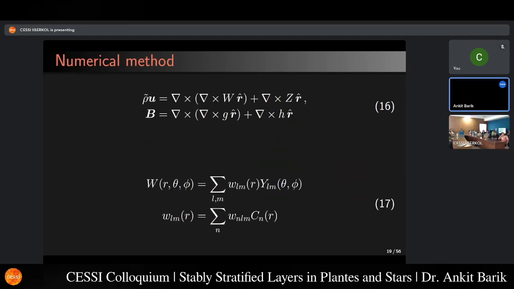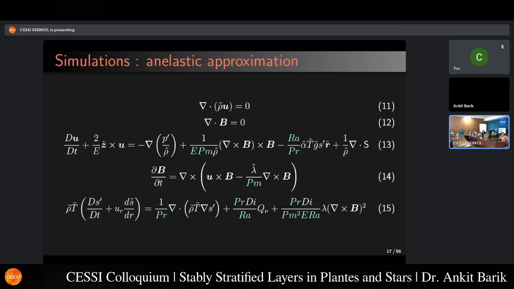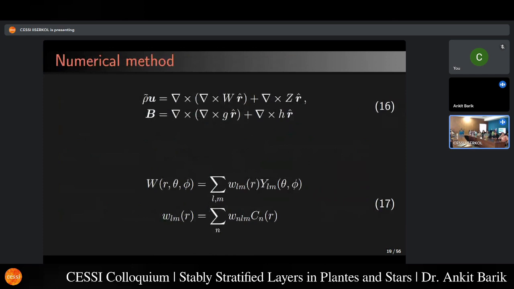So in terms of the numerical method, we expand the vectors, our momentum and magnetic field, in terms of toroidal and poloidal potentials, which gives us, instead of 3 components, 2 scalars. In the process, we use these 2 equations, so these automatically satisfy the divergence-free constraint. Divergence of curl is 0. Then all the scalars are expanded in angles in terms of spherical harmonics, and in radius in Chebyshev polynomials. Then we end up solving for these coefficients, and then you reconstruct the solution back.